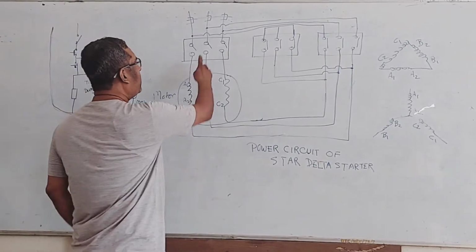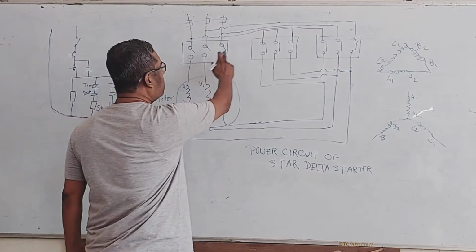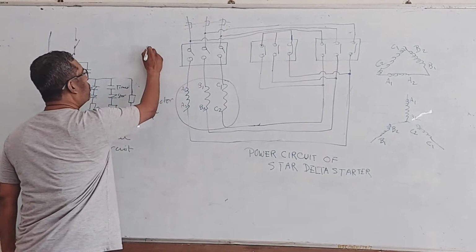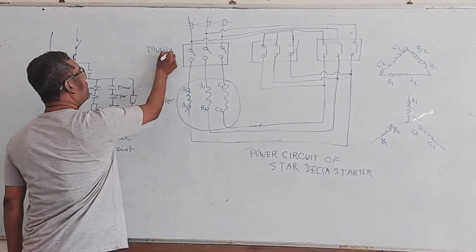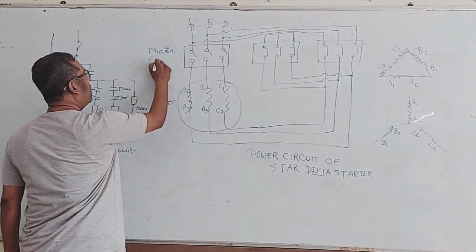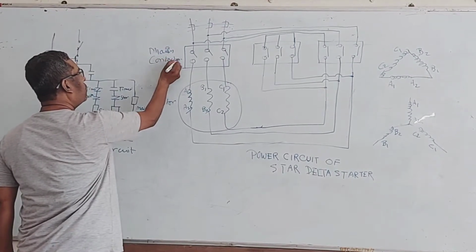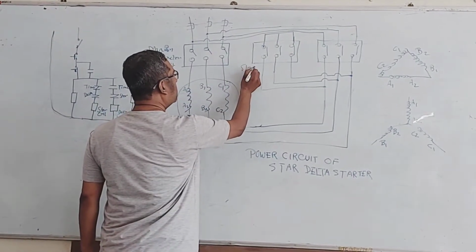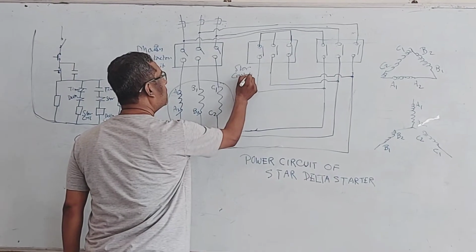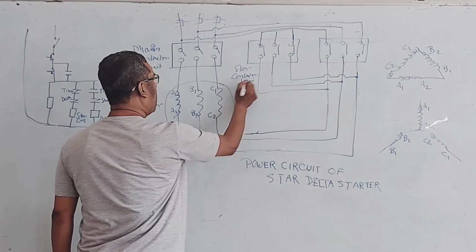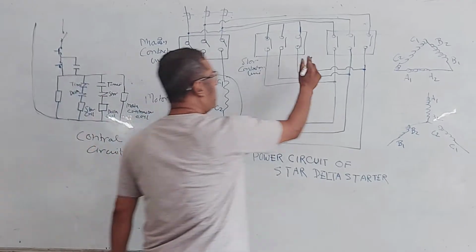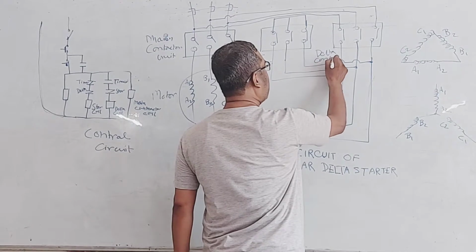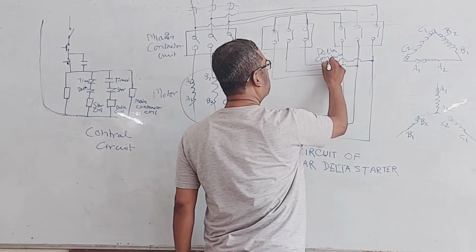Here we have three contactor units. This is one contactor unit, this is one contactor unit, and this is another contactor unit. This contactor unit is known as the main contactor unit. This one is the star contactor unit, and this one is the delta contactor unit.